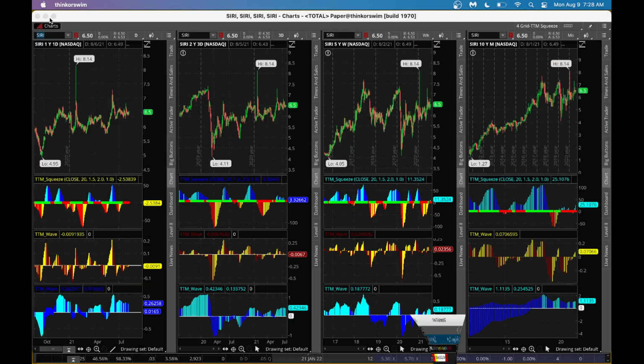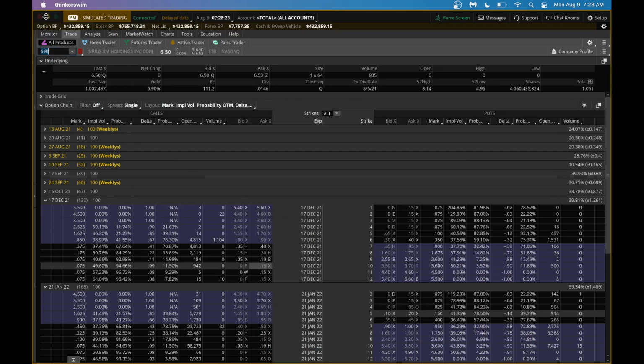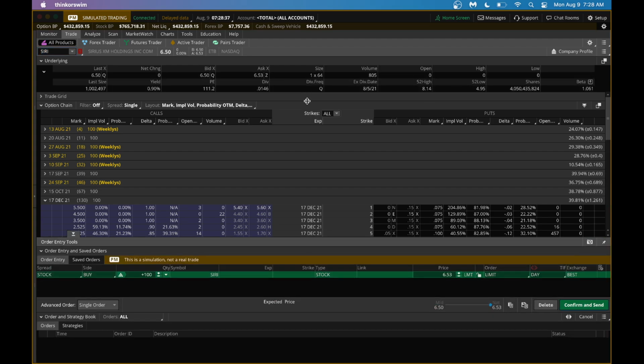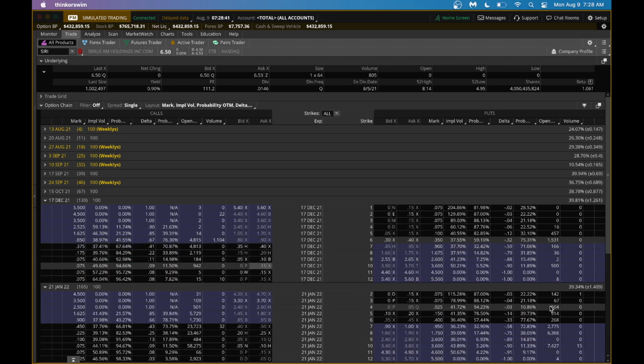So with that, let's go in here and go to the option chain. Sirius XM, $6.50. The stock has gone up as high as $8.14 in 52 weeks. So here, if you want to buy stock outright, you could just click on ask and buy the stock outright. But if you want to buy a call option instead, you could go here.